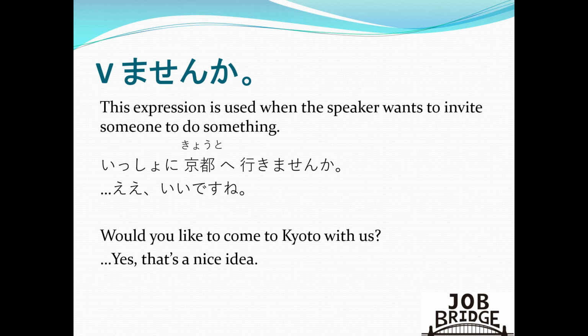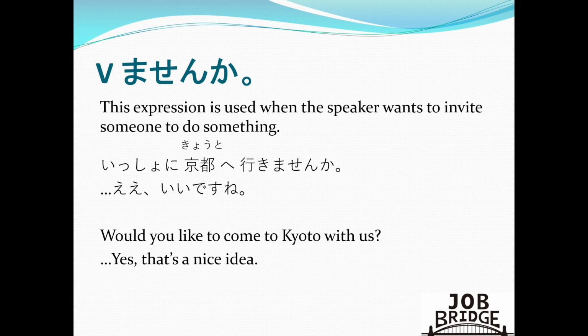Sensei, I have a question. Why do we have to use the present negative tense of the verb? Aren't we inviting them to join us or do something with us? That's a very good question, Cedric. Why do we use the negative form of the verb? It's like, don't you want to come to Kyoto with us? Instead of saying, would you like to come to Kyoto with us?